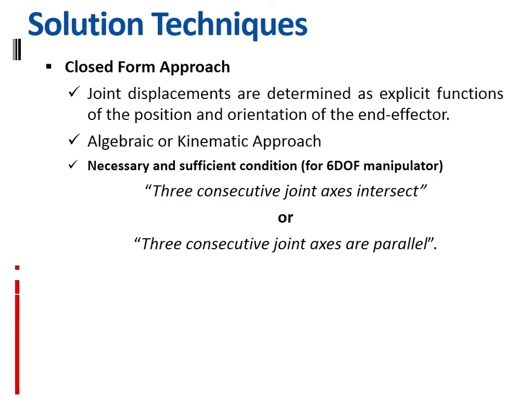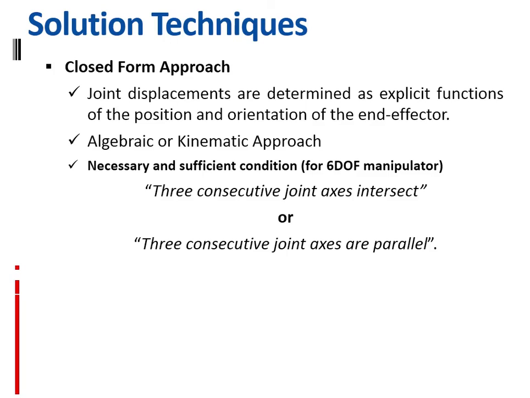So we have to impose a certain condition, which is a necessary and sufficient condition for a 6 degree of freedom manipulator. That means 3 consecutive axes either intersect or 3 consecutive axes are parallel. Then only the closed form approach can be applicable. Otherwise it is very difficult to get the exact solution for a non-linear equation. So to solve a non-linear equation in robotics, you have one condition: the 3 consecutive joint axes, that is the Z axes, which we have already seen before, should intersect or be parallel. Then only you are able to get the closed form approach.